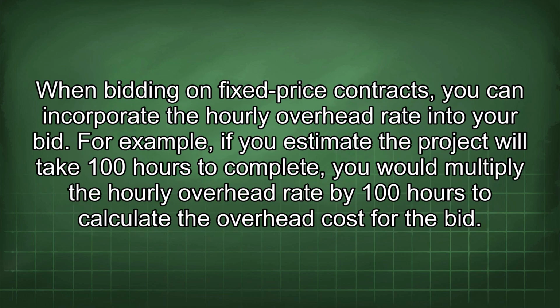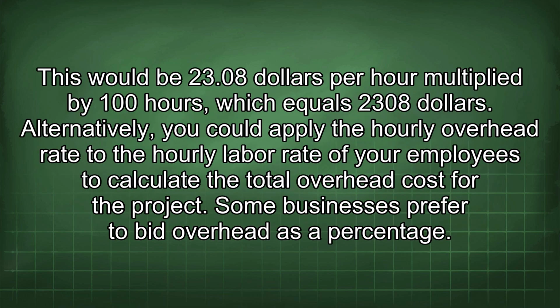When bidding on fixed price contracts, you can incorporate the hourly overhead rate into your bid. For example, if you estimate the project will take 100 hours to complete, you would multiply the hourly overhead rate by 100 hours to calculate the overhead cost for the bid. This would be $23.08 per hour multiplied by 100 hours, which equals $2,308. Alternatively, you could apply the hourly overhead rate to the hourly labor rate of your employees to calculate the total overhead cost for the project.